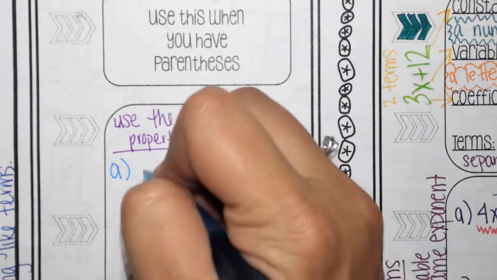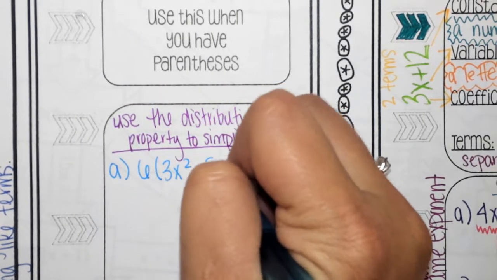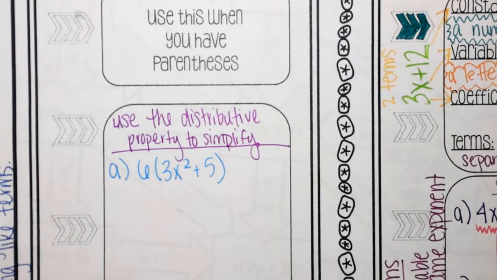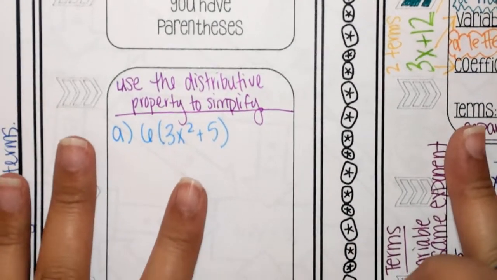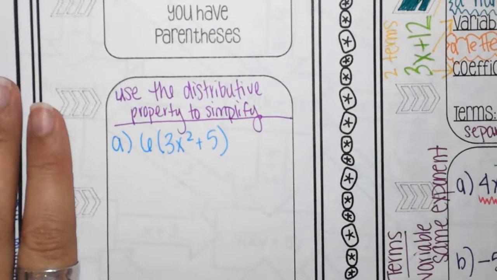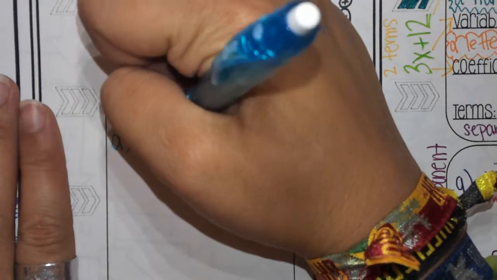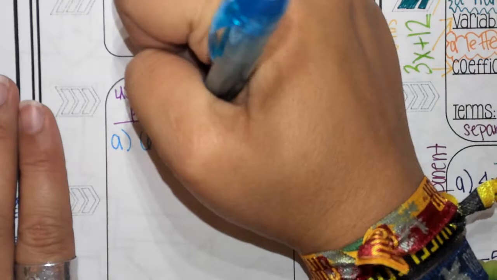My first problem says 6 times 3x squared plus 5. Now, if we had any like terms, we would combine those first. But we don't have any like terms in this, so we use the magic of the distributive property. Do you think we multiply or add? Multiply. And are we going to distribute it to all the things or just one of the things? All the things in the parentheses. So we're going to do 6 times 3x squared and 6 times 5.